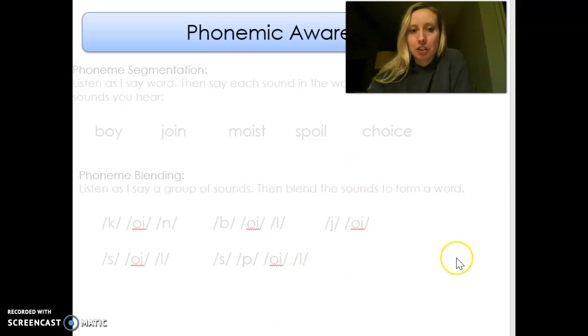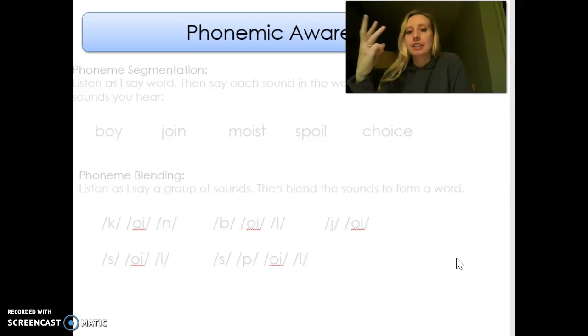The first thing I'm going to do is say a word and we're going to break it into the sounds and count how many. So the first word is boy, b, oi, 2 sounds. Join, j, oi, n, 3 sounds. Moist, m, oi, s, t, 4 sounds. Spoil, s, p, oi, l, 4 sounds. Choice, ch, oi, s, 3 sounds.